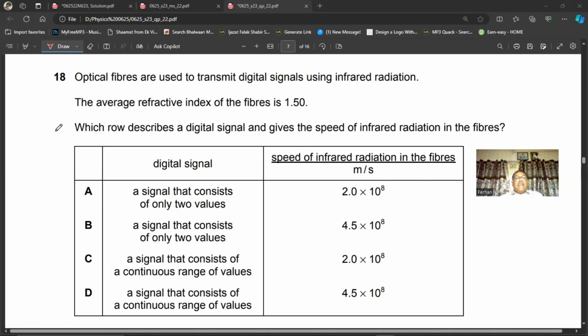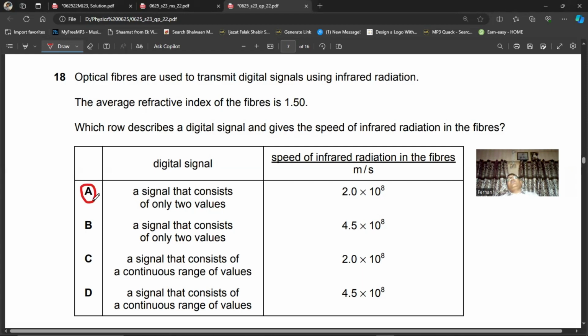So either the answer is A or it is C. The digital signal has only two values, 1 and 0. So a digital signal consists of only two values. So A is the right answer, sir.